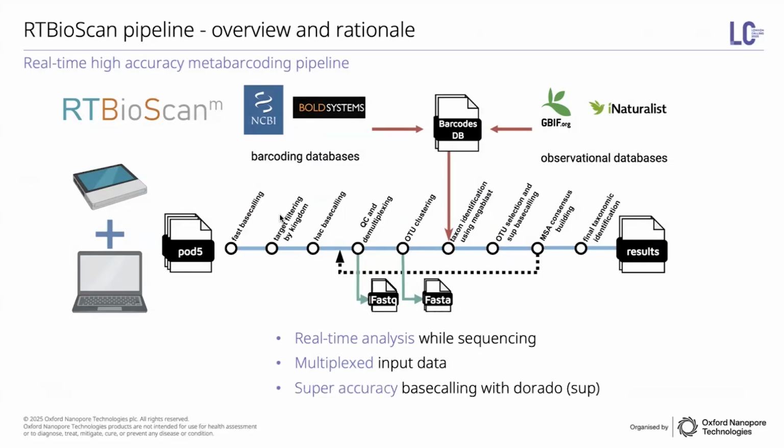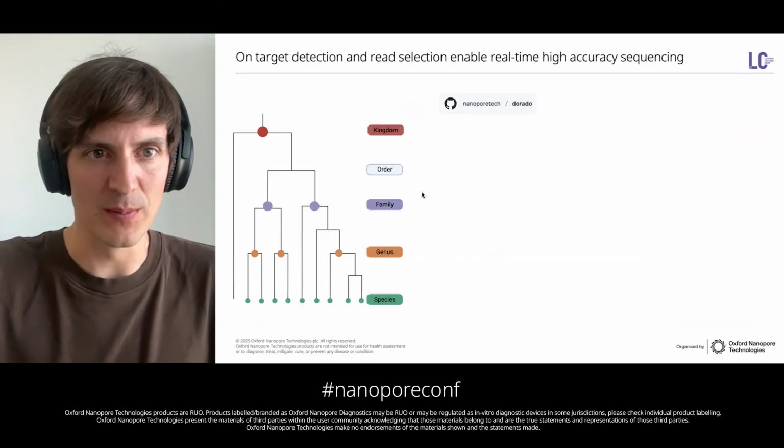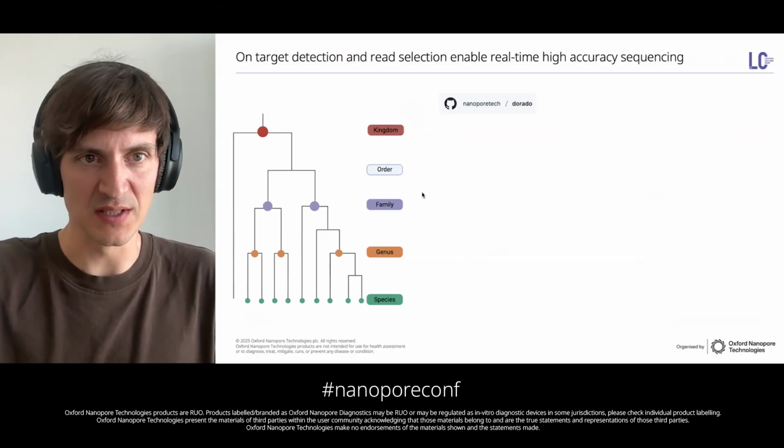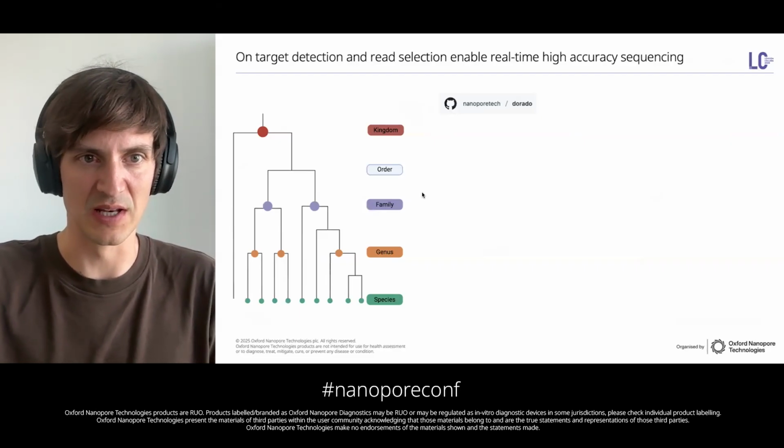And we even were able to use the highest accuracy base calling that nanopore provides for this real-time analysis. And in the end, build a consensus sequence from all of the high-quality sequences that we get. The way we managed to achieve this is by using the different kinds of base calling algorithms on different levels of the taxonomy.